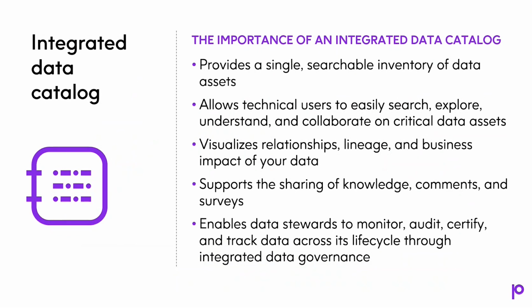The other capability that is critical to data observability is an integrated data catalog. There are a number of benefits we see from having a data catalog integrated with data observability. The catalog provides a single searchable inventory of data assets and allows technical users to easily search, explore, and understand their data. It allows users to visualize relationships, the lineage, and the business impact to data, and enables collaboration through a variety of different mechanisms. It also enables data stewards to monitor, audit, certify, and track data across its lifecycle.